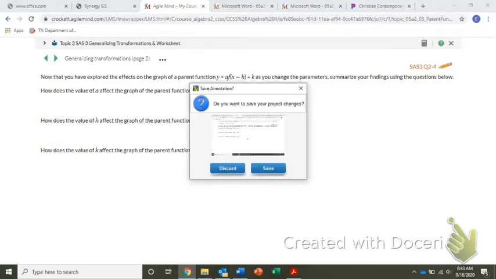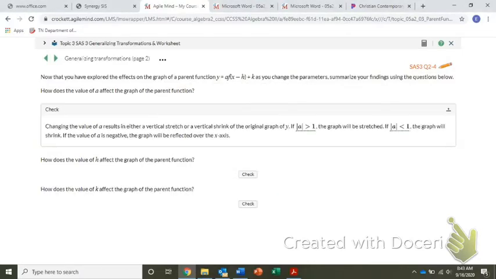All right, so you can go ahead and click check, and it just kind of says the same thing. Changing the value of A results in either a vertical stretch or a vertical shrink of the original graph of Y. If the value of A is greater than 1, it will be stretched. And if it is less than 1, it will shrink, okay? And if it's negative, it's just reflected, okay? So I just kind of talk about the same thing, just in a little different way.